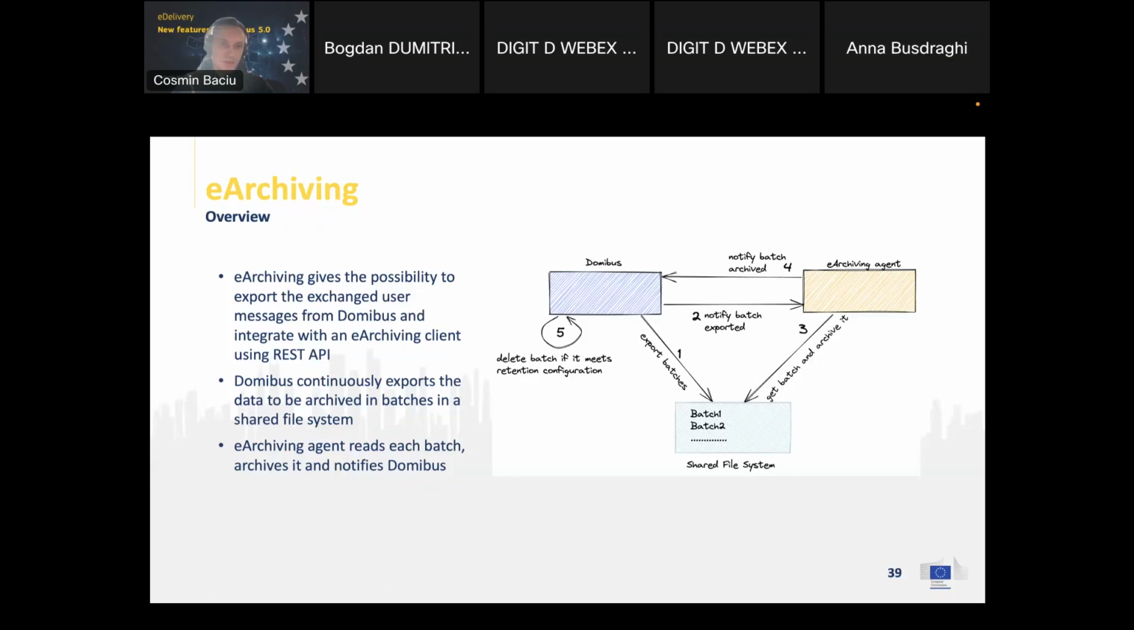So in this case, you can use archiving, which is a way to extract the data from Domibus, and then you can delete the messages which are old. So let me explain how this is working. You have a Domibus instance here, and you have an archiving agent, and these two are integrated using REST API. You will see later on the interface that is used to communicate between them.